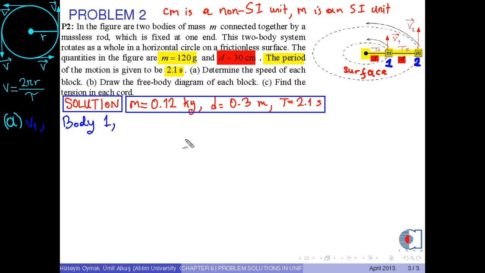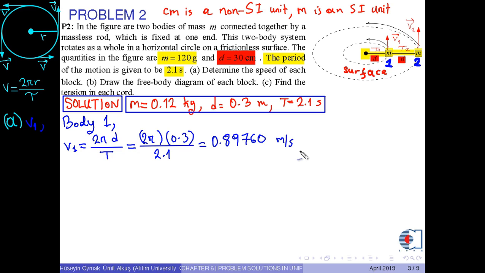Therefore, the speed of body 1 is written as v1 equals 2 pi times d over T. Then put the numerical figures into the corresponding places as 2 pi times 0.3 meters divided by 2.1 seconds. Thus, the result is 0.89760 meters per second, which is approximately 0.898 meters per second.